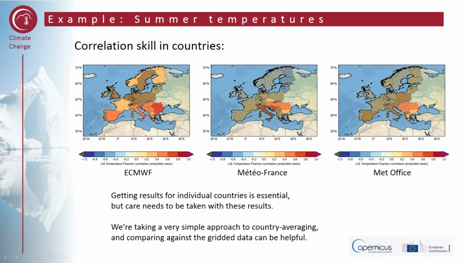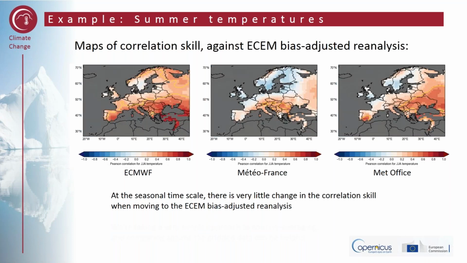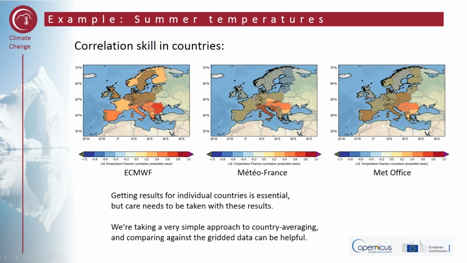And it's important that we take care with these country average data. So you can see that a lot of countries where we seem to have significant skill, the countries are actually very small, especially compared to the gridded data. So if I flick back to there, you can see the size of the grid cells is quite large compared to the size of the countries. So we want to take some of these with a little bit of care and caution.